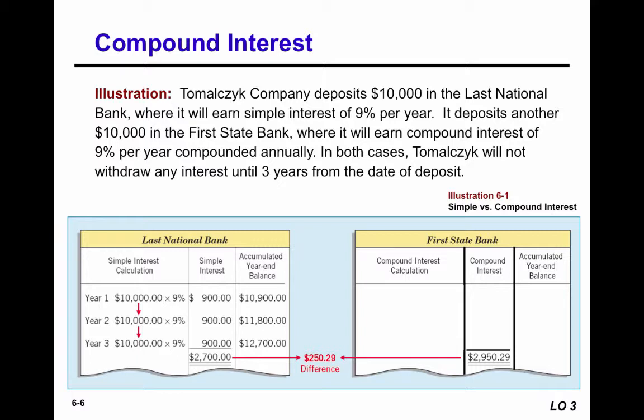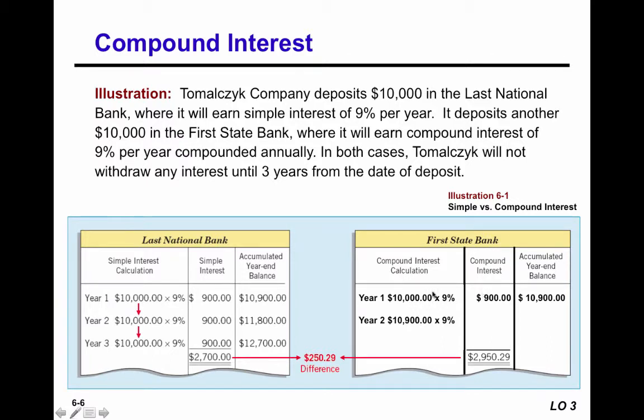The left-hand panel shows the amount of interest that's generated on a simple basis. That would assume that that $900 does not receive interest going forward. So over 3 years, you get $900 a year. You have $2,700. If it's a compound interest calculation, then at the end of the first year, you have $10,900, and in the second year, you get interest on that amount as well. So interest has been added to the principal amount.